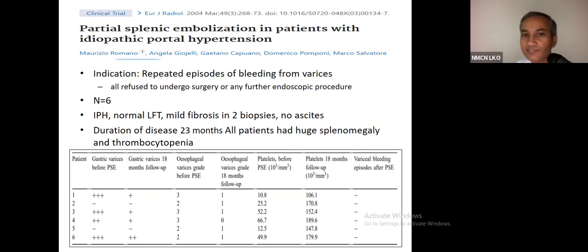So this is about partial splenic embolization. This is the data from 6 patients in NCPF, where they have shown that there was significant improvement in the platelets, from a value of around 10 to 12 to around 170. But this response is also transient.